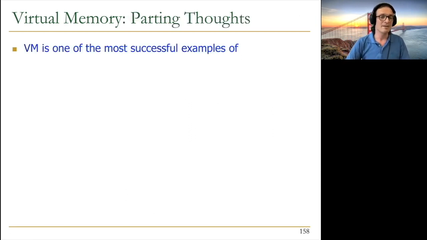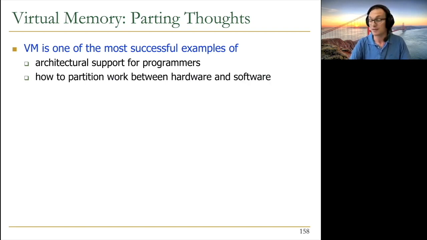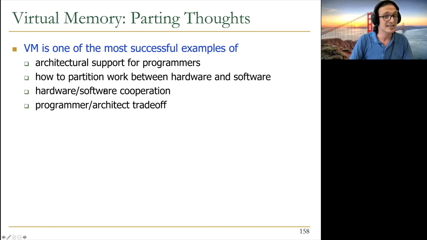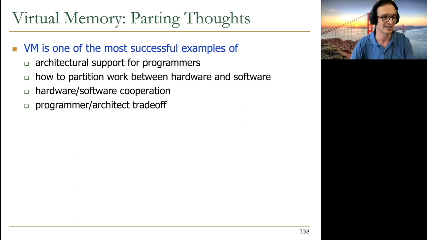Okay, so let me conclude with these parting thoughts on the virtual memory part, and then we're going to have an epilogue for those who wish to stay for the rest of the lecture. Virtual memory is actually very important because it's one of the most successful examples of multiple things. Architectural support for programmers, how to partition work between hardware and software. So it's really hardware-software cooperation, which is similar to what I said over here. And it's a very successful example of the programmer-architect trade-off. It basically makes programmers' life super easy, and architects' life, both system architect and micro-architects' life, harder, as we have seen. But it is one of the most successful examples.